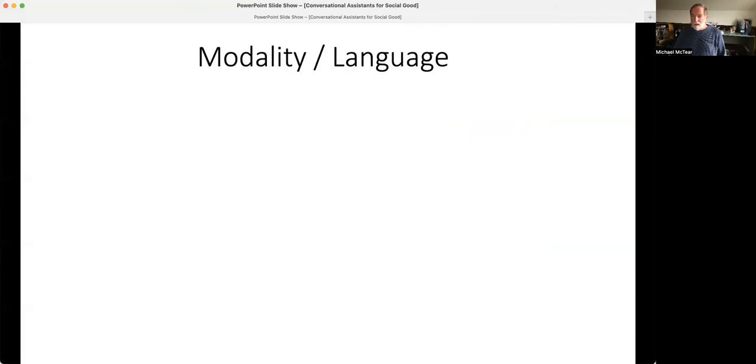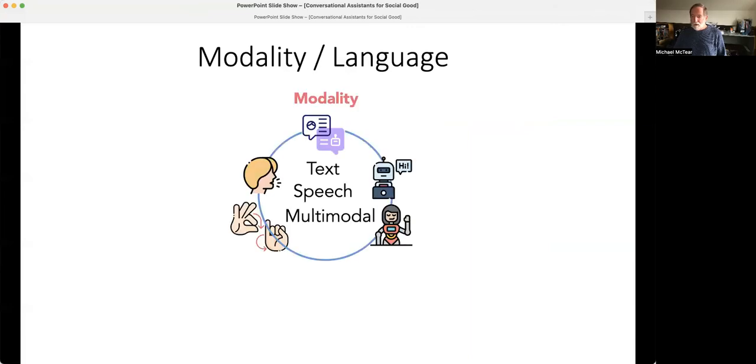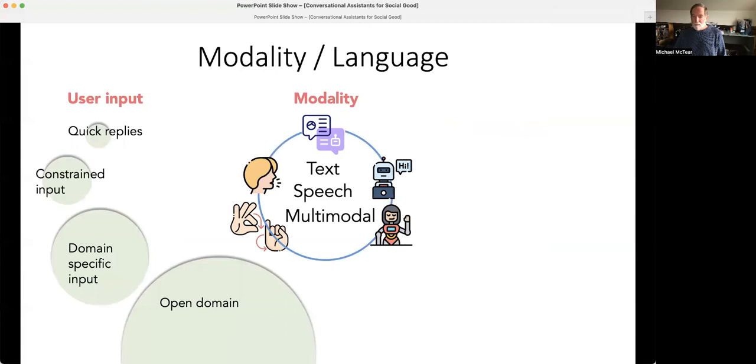Looking then at modality and language, as far as modality is concerned, we can have text-based systems, speech-based systems, and multimodal systems, or indeed combinations of the three. As far as the user input is concerned, it can take the form of quick replies or buttons that the user simply clicks on. It can be constrained input, where the system outputs particular prompts. So, for example, please say yes or no. That will constrain what the user will say.